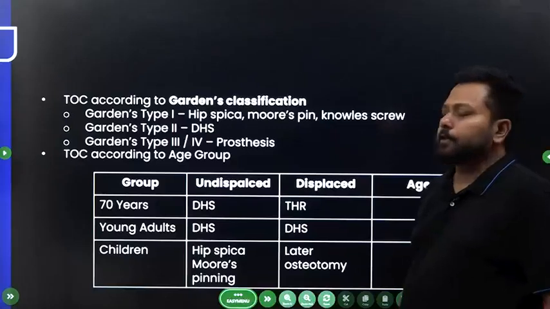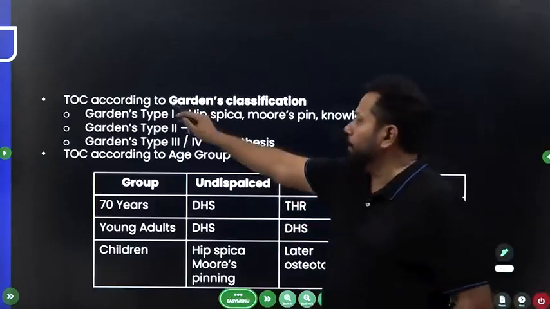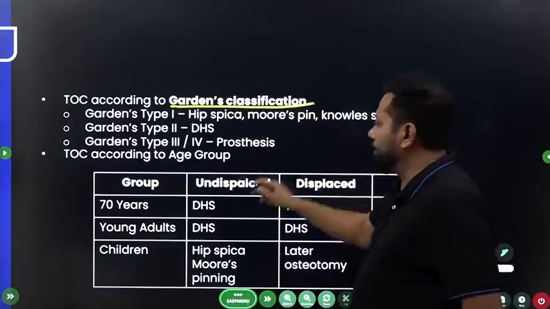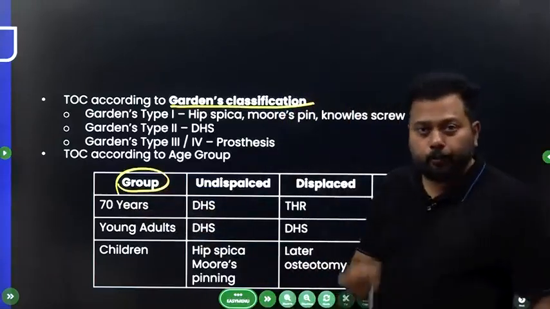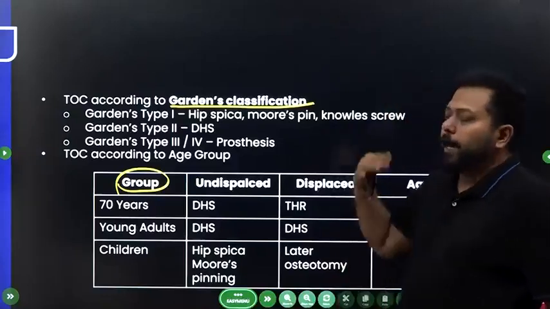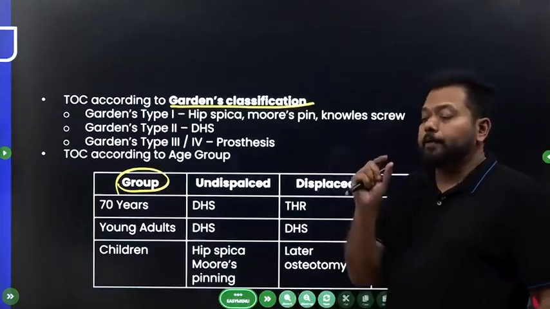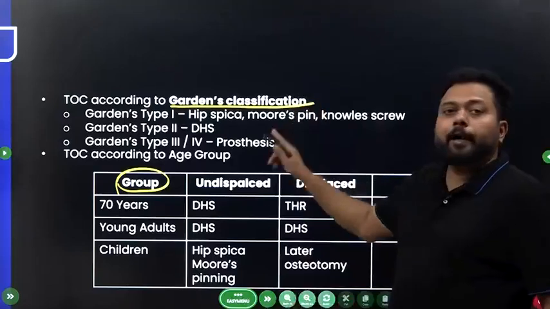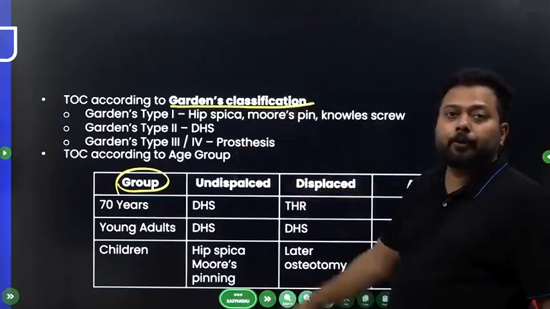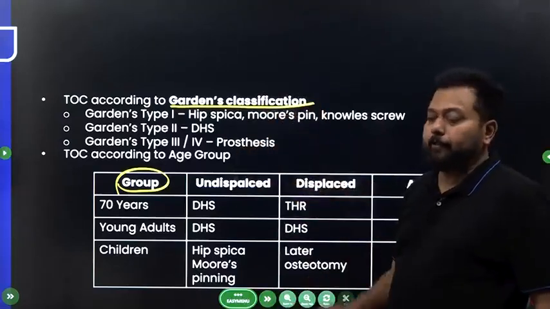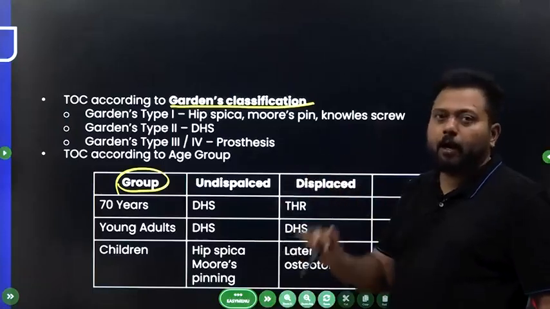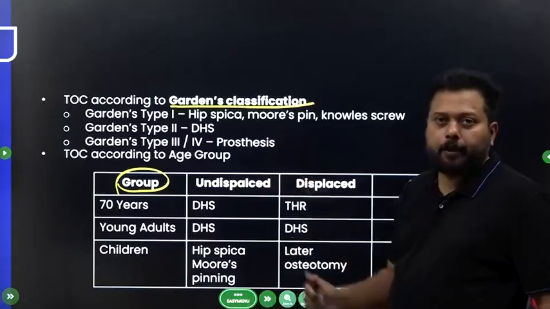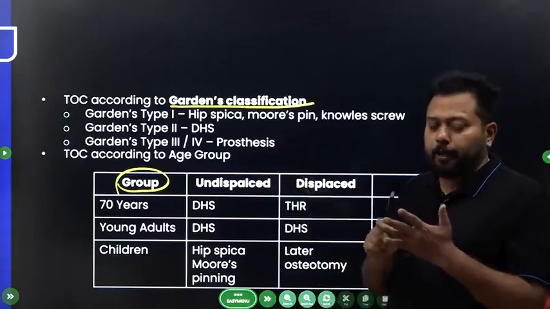Treatment of choice is according to two important things. One is Gordon's classification. Number two, age group. Two things we take together and arrive at the best treatment plan. It is a repeatedly asked MCQ in the AIIMS exam. They will give you a 65-year-old female, so they will give the age and the Gordon's type. Please concentrate. Everyone knows what Gordon's type 1, type 2, type 3, type 4 are.